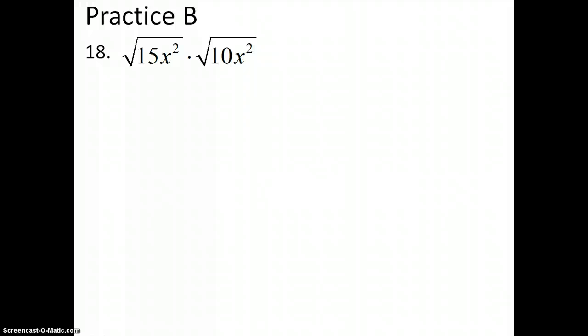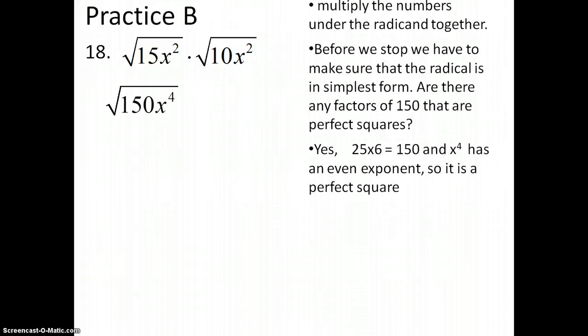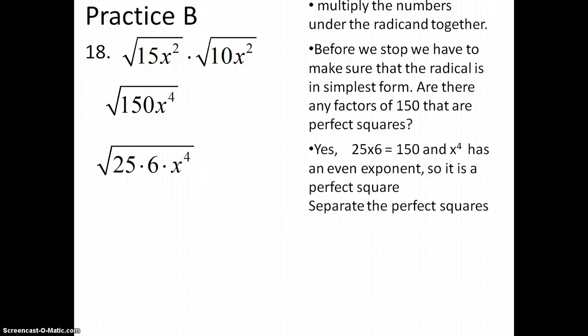If you take a look at number 18, we've got a little bit more going on, but we still just multiply straight across. Still no numbers on the outside. So 15 times 10 is going to be 150. And then x squared times x squared is going to be x to the 4th. Then what we need to figure out is whether or not there are any perfect squares that make up 150. Well, if I take 25 and multiply it by 6, I'm going to get 150. And x to the 4th is a perfect square. So when I separate these, I'm going to have 25 times 6 times x to the 4th.